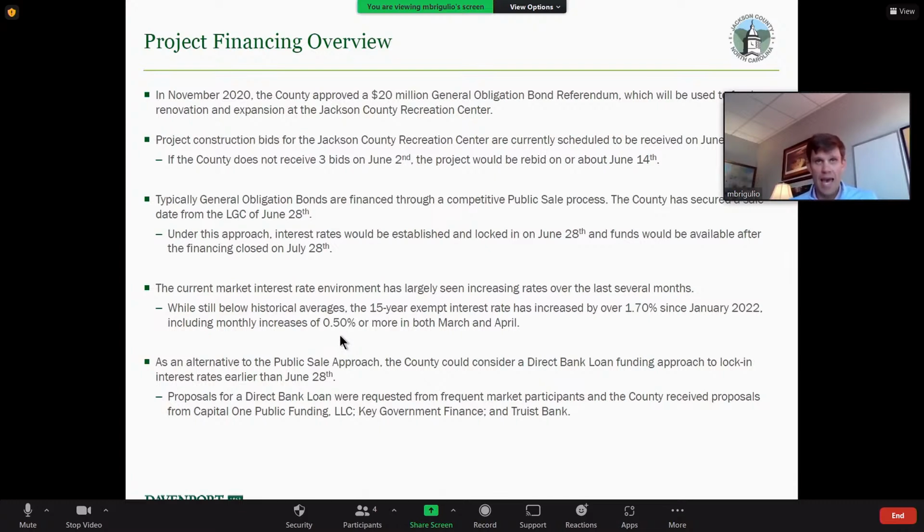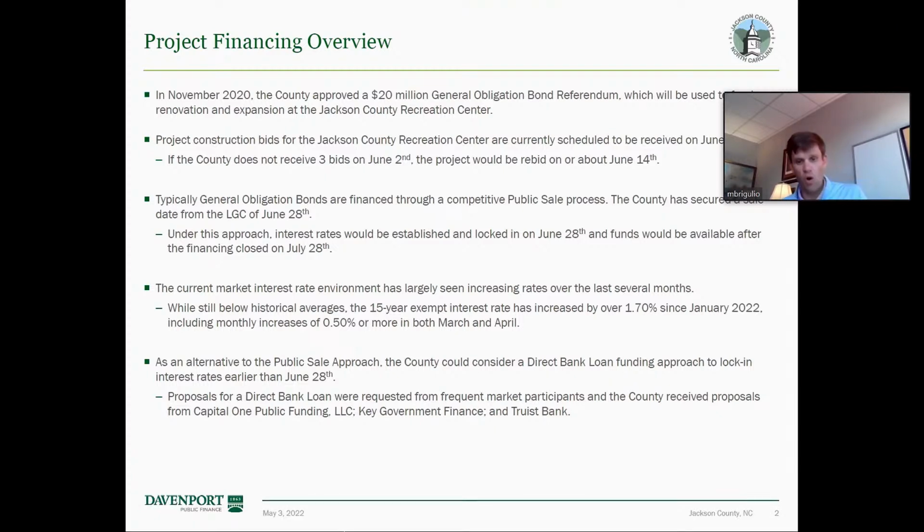Given where we're at today, with the project bids coming in on June 2nd, about a month from now, we're at a time where we're able to lock in interest rates with banks. Typically, banks will hold interest rates anywhere from 45 to 60 days, sometimes a little longer. So in order to lock in or request bank interest rates that could be locked in, we're now in that window where we can consider this option.